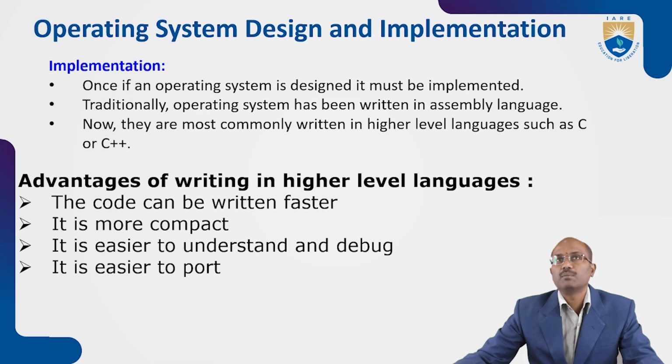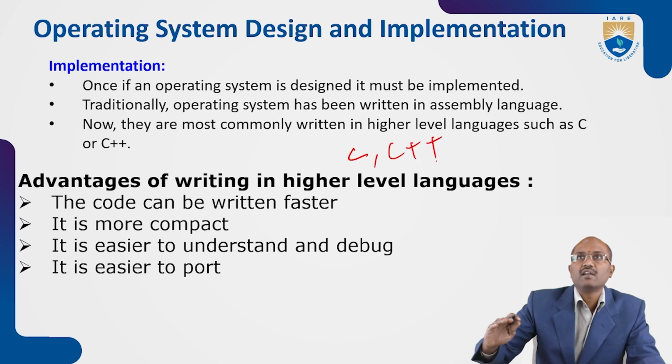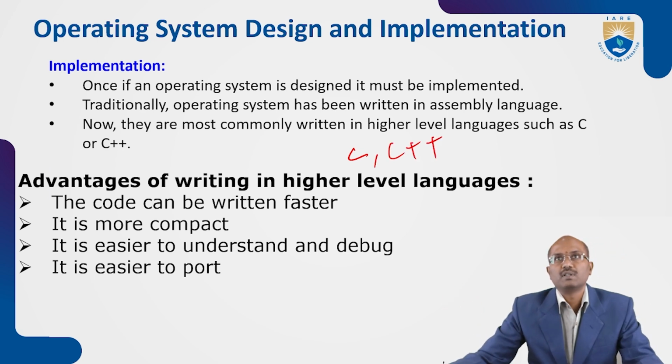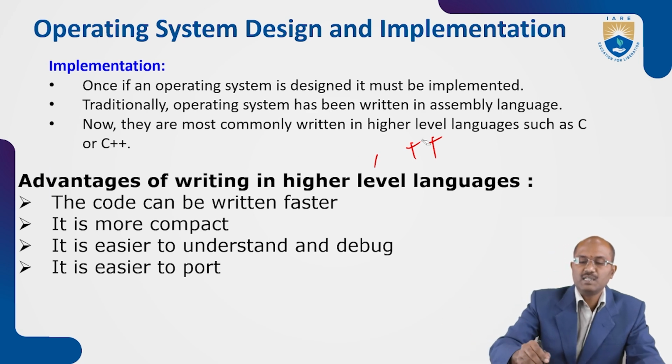How can the operating system be implemented? Once an operating system is designed, it must be implemented. Traditionally, operating systems have been written in assembly language. Now they are most commonly written in high-level languages such as C and C++. These are truly high-level languages, meaning the user can understand these two languages, C and C++.